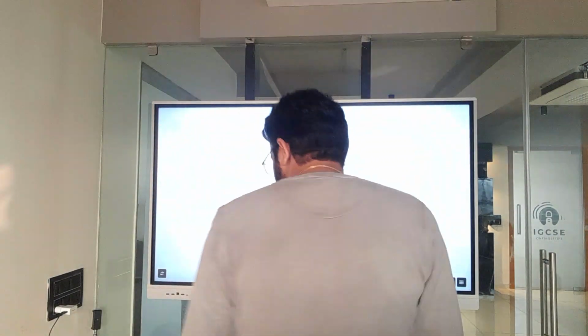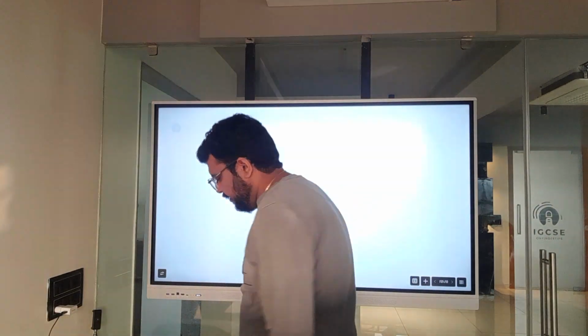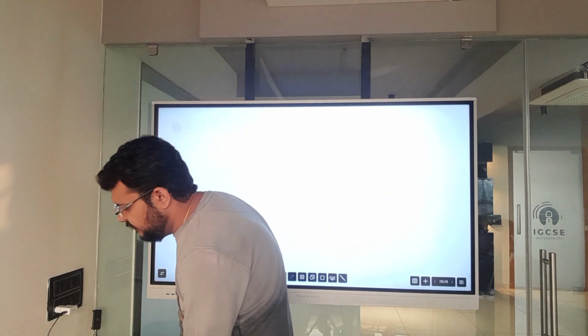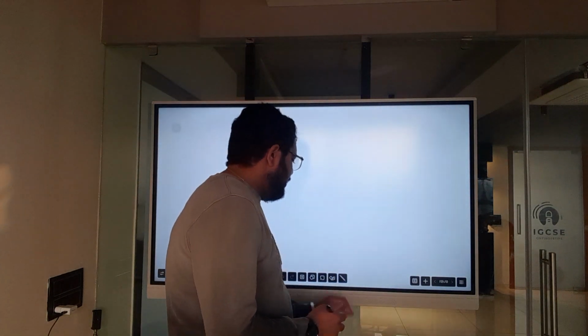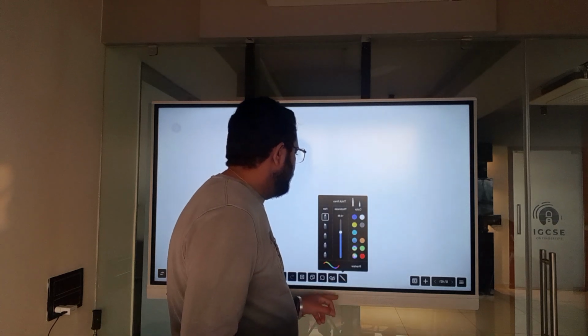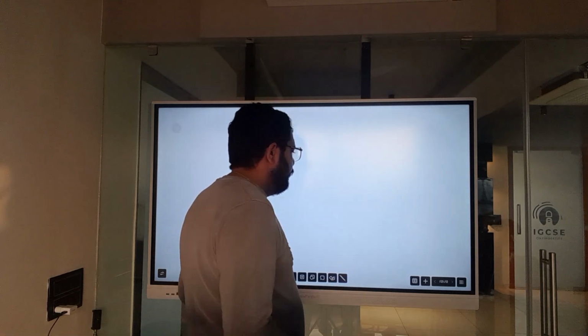ठीक है. We are starting with reflection, refraction and diffraction. ठीक है. अभी let's start with wave fronts. ठीक है. What are wave fronts?